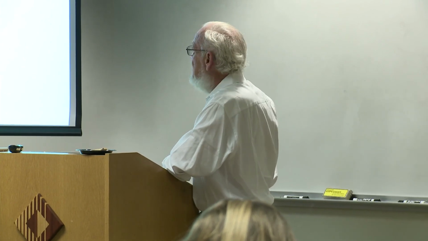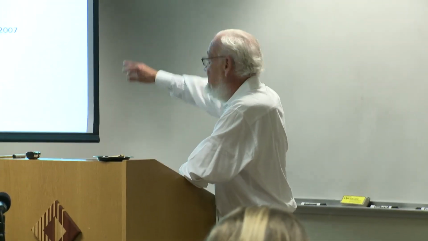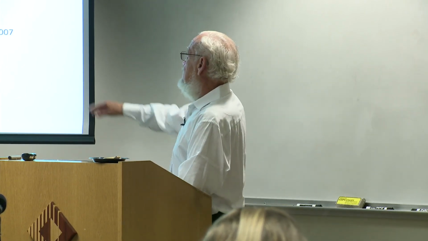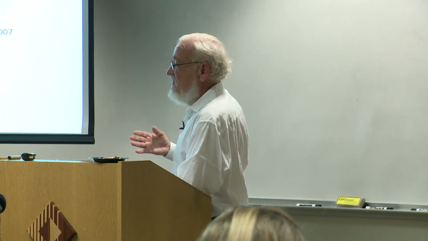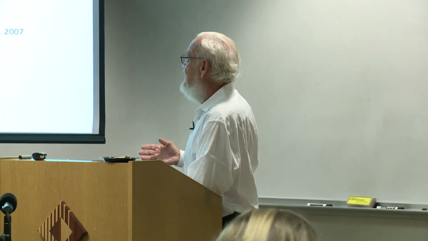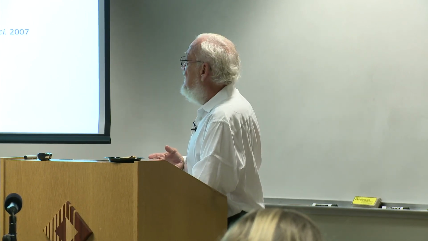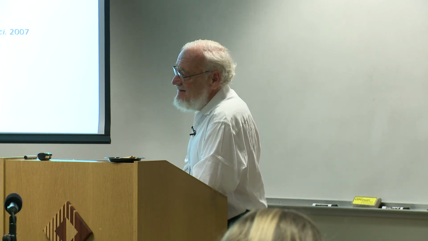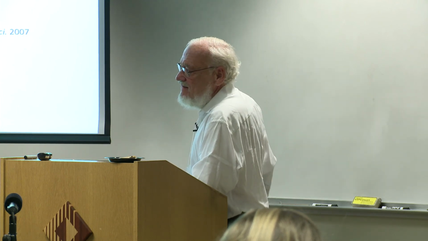So how often do you get synonyms and bottlenecks? Here we don't have analytic results. These are simulations that Jeff Barrett did. And these are all for the same number of state, signals and acts, right? If there are 8 state, signals and acts, you get imperfect information transfer 59% of the time. So it goes up quite rapidly.